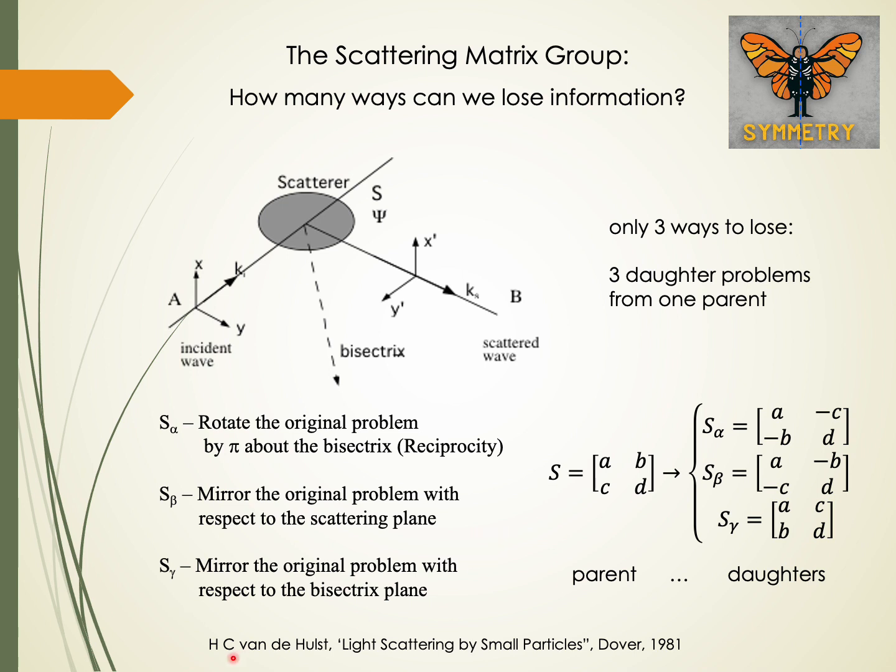And this was all worked out, first of all, in this wonderful little book by van de Hulst on light scattering by small particles. And it means that when it comes to considering a general symmetry case, we've only got 3 daughters from one parent to worry about. The A, B, C, D goes to A, minus C, minus B, D, which is just reciprocity. But you can see these other ones are slightly different. This one, for example, gamma, the A and D, but C and B this time just change over. There's just a transpose here. But these are all the operations that we have to consider.